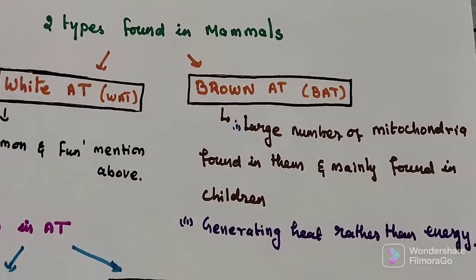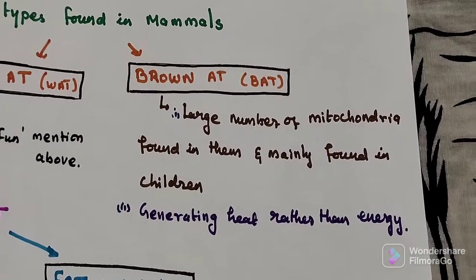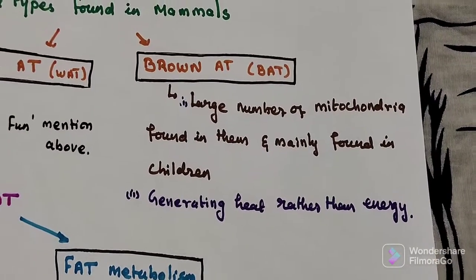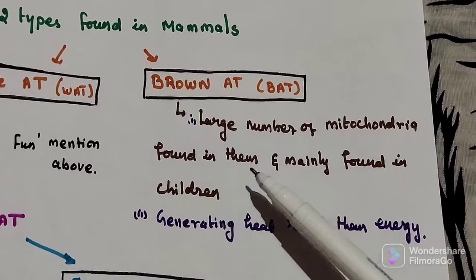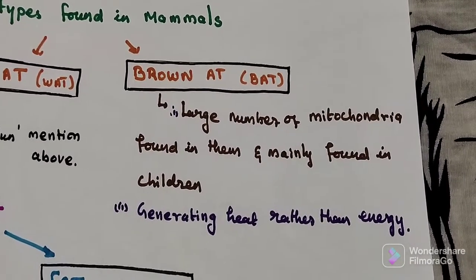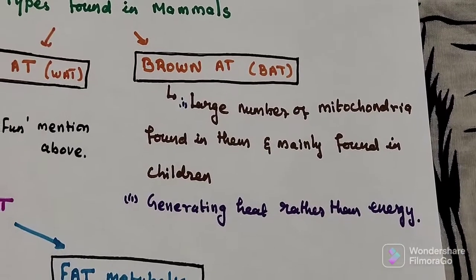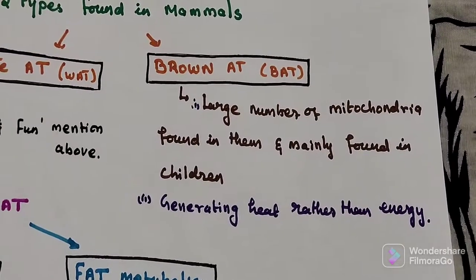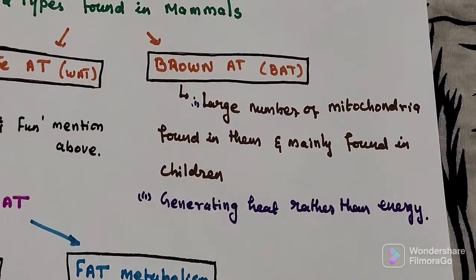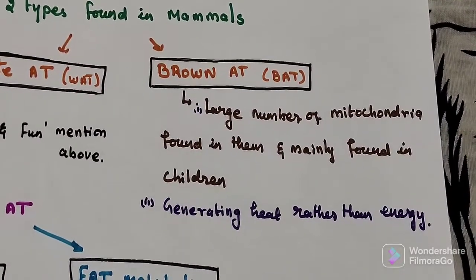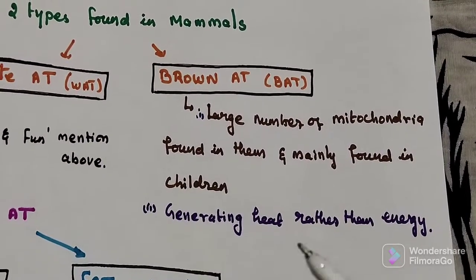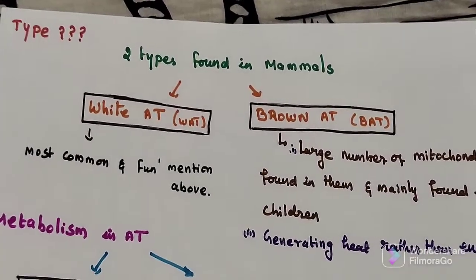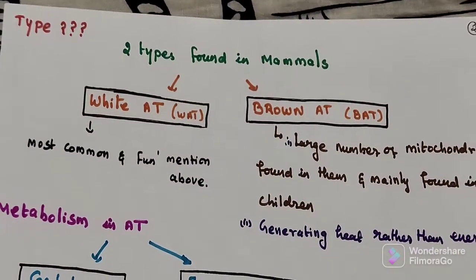Second one is brown adipose tissue, which appears brown because of the large number of mitochondria found in it. Why does this one have brown color? Because a large number of mitochondria are found in it, and it is mainly found in children and very limited in adults. Its main function is generating heat rather than energy. These are the two types of adipose tissue found in mammals.